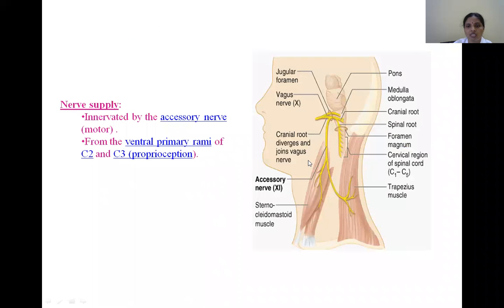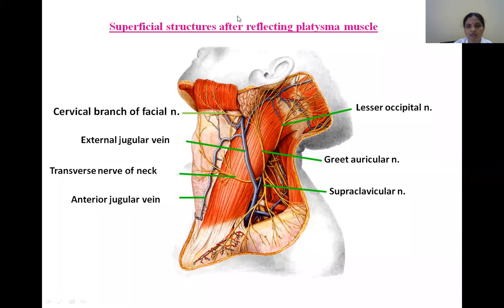Okay. Just I want to tell what these cutaneous nerves are. Here you see, what are these cutaneous nerves from the cervical plexus? 3 are ascending branches: lesser occipital, great auricular, transverse cervical. Only one, the supraclavicular, is a descending branch.